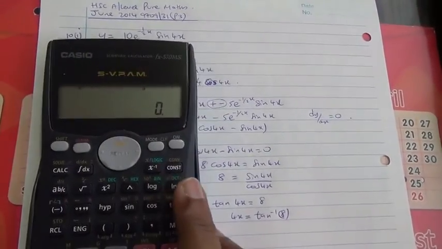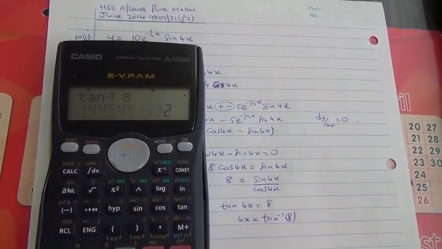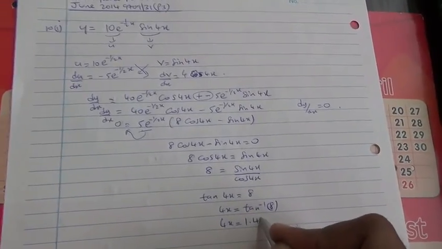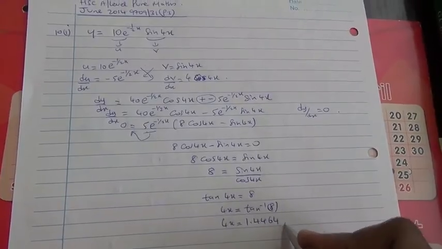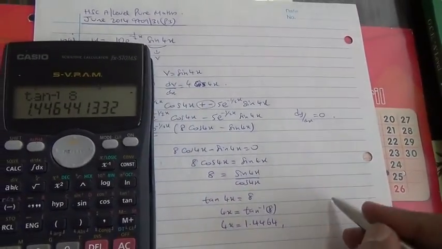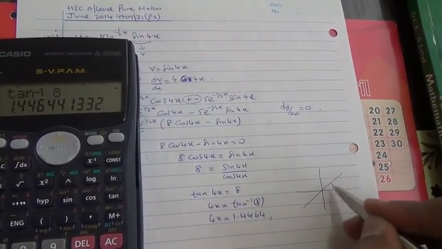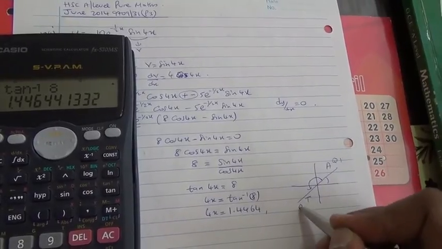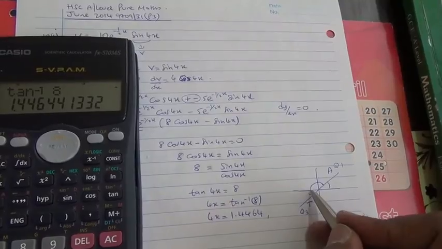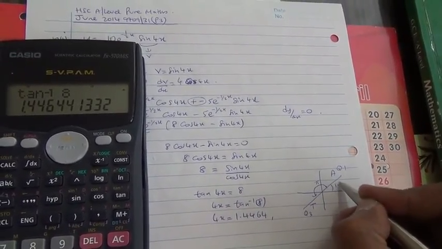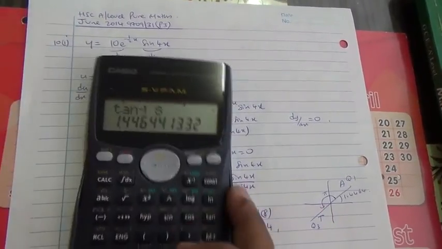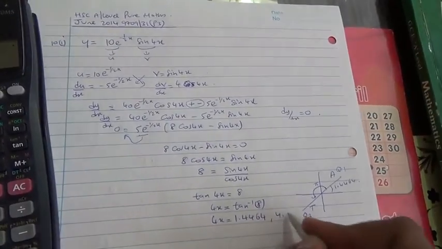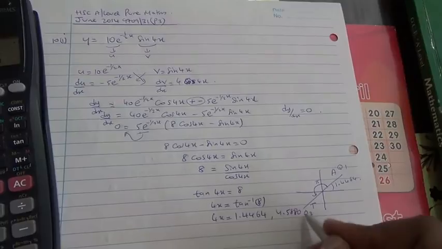Put your calculator in radian mode. So inverse of tan 8 is going to give us 1.4464. That's the basic angle. Because we're dealing with tan, the other positive value of tan is in the third quadrant, quadrant 1, quadrant 3. So this is basically pi plus the basic angle 1.4464, which is going to give us 4.588.